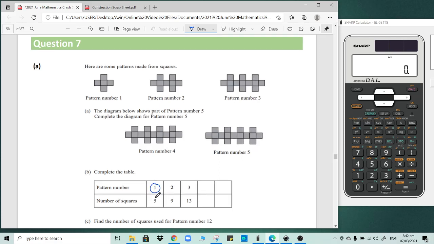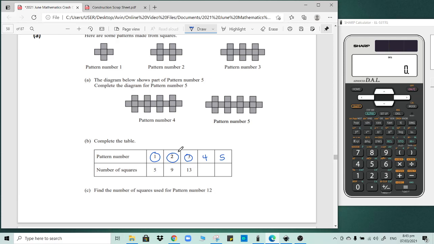The first pattern has 5 blocks. The second pattern has 9. The third pattern, let's just make sure: 1, 2, 3, 4, 5, 6, 7, 8, 9, 10, 11, 12, 13. So they want you to complete the table. For pattern number 4 and pattern number 5, we can simply count up all the blocks, and of course, you could do it like that. But you can save time in the exam by realizing that there's a pattern. Pattern 1, 2, 3, 4, and 5 will all be increasing by a certain amount.